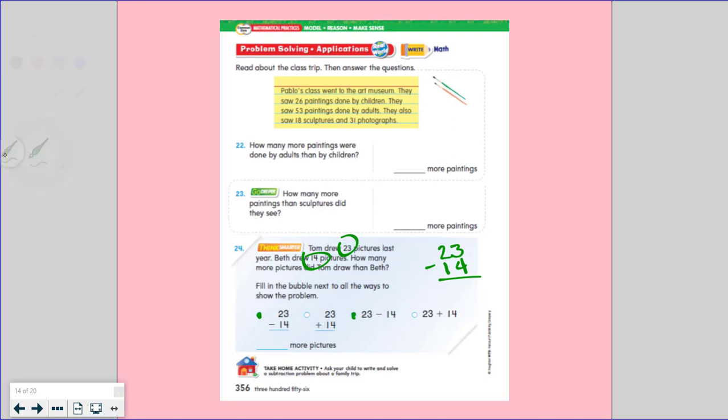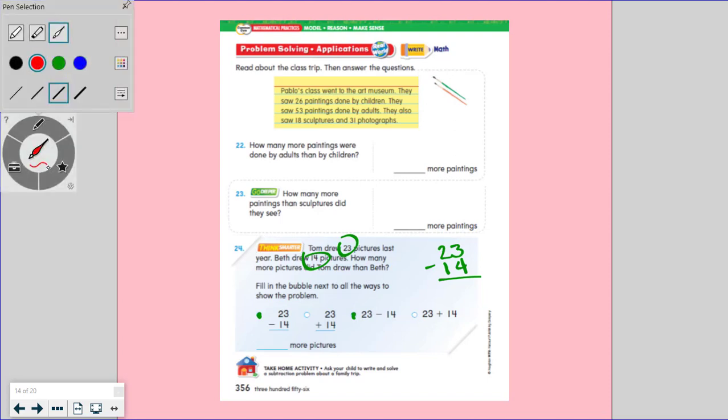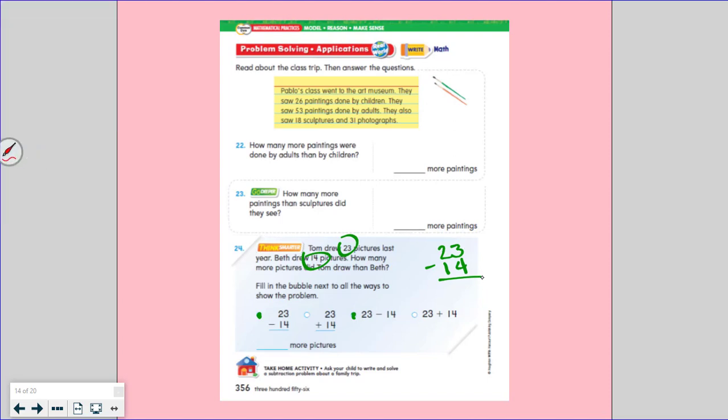So I'm going to change colors because, yes, I need to do some regrouping because I can't take 4 from 3, right? So let's regroup. Can you figure out what number is to write above before I do it? 13 and 1. Okay, and now so we've got 13 minus 4 is going to be 9, and then 1 minus 1 is 0, so we don't have to write that 0. So the answer is 9 more pictures.